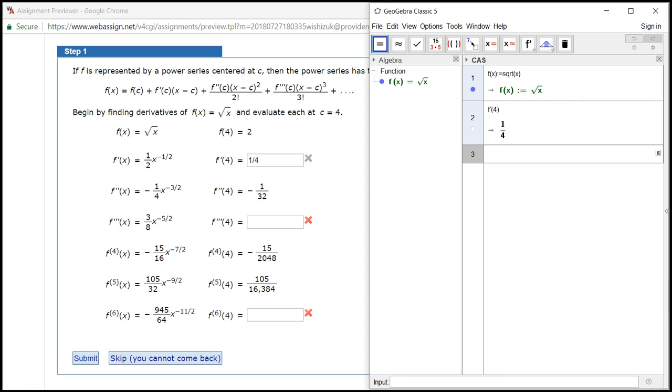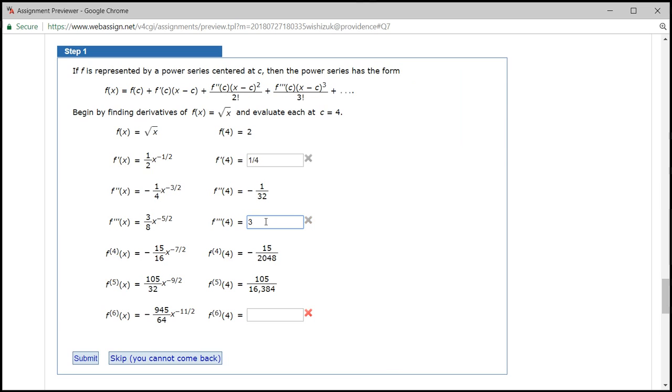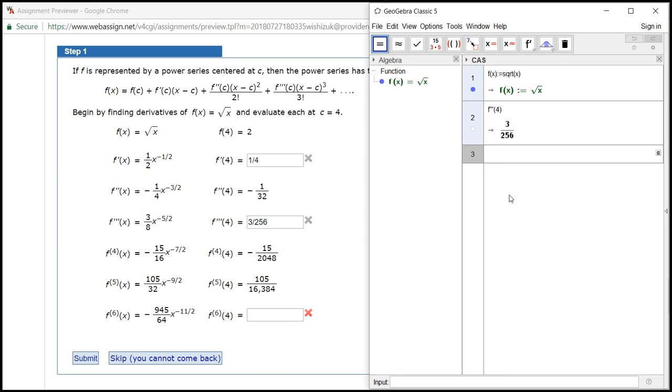Right, and then let's do the third derivative. So we can actually go back, and then the third derivative would be, I'm going to just put 2 more primes, right? Then hit enter. So we get 3 over 256, right? Then the last one is the sixth derivative.